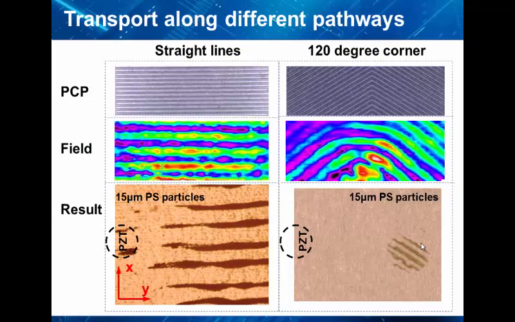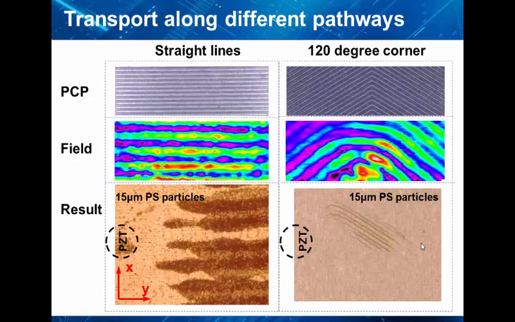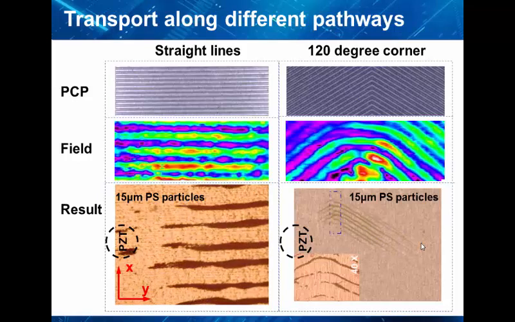By using standard chemical etching, we have obtained plates with different patterns, including straight lines and polylines with 120-degree corners. We also obtained the localized acoustic field on the surface of these plates at the resonance frequency.